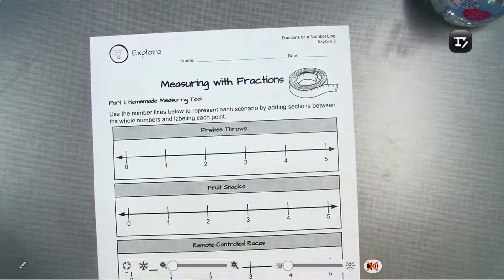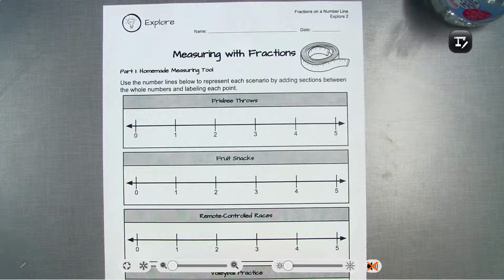All right, guys, so we are back with working with number lines, and we are showing fractions on a number line that are beyond one whole. So you'll need the one that says measuring with fractions. It says use the number line below to represent each scenario by adding sections between the whole numbers and labeling each point. So here are my whole numbers.